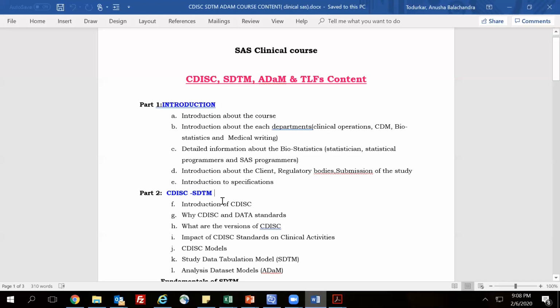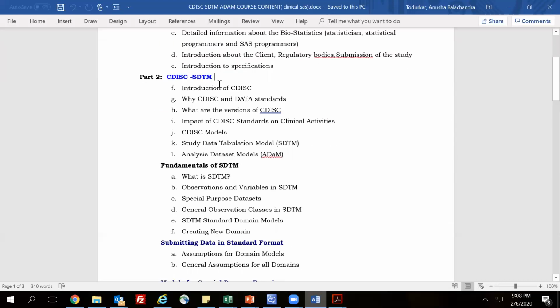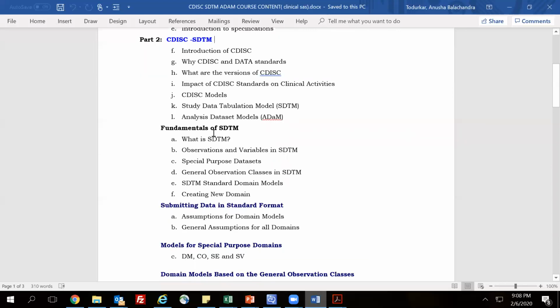And then the second part is CDISC and SDTM: what CDISC is, what SDTM is, a brief introduction, and what the CDISC standards are. All this will come under the second part. And then the third is the IG, the SDTM IG, and what the fundamentals of SDTM are. Since we already have CDISC and already have the data, why do we need to follow SDTM, and what is SDTM? All this will come under this section.